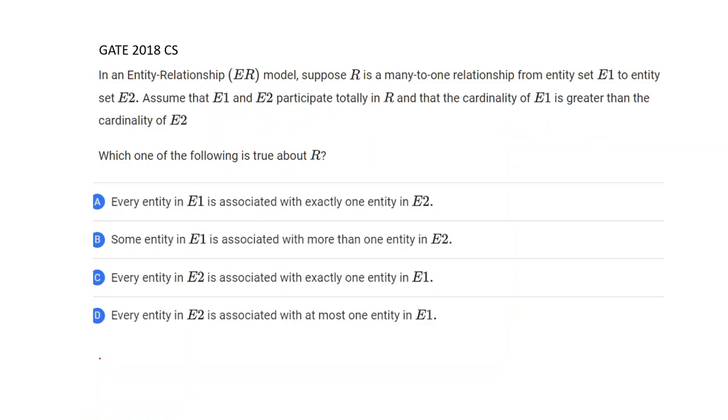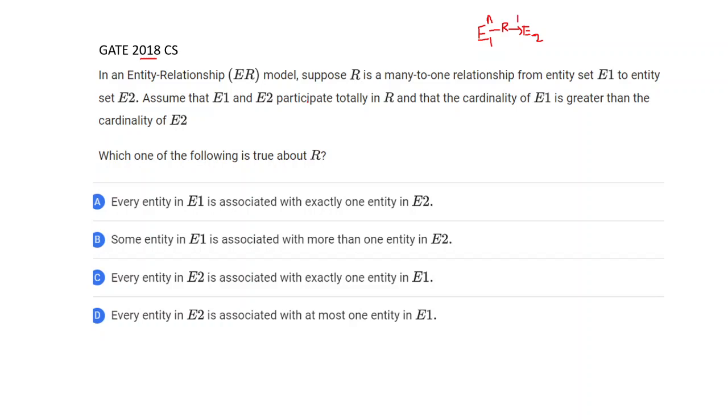Now we move on to the next question that appeared in 2018 GATE CS. In an entity relationship model, suppose R is a many to one relationship from entity set E1 to entity set E2. So now this is E1, this is E2, and there is a relationship R, and it says that this is a many to one relation. So this is the N side, this is the one side.